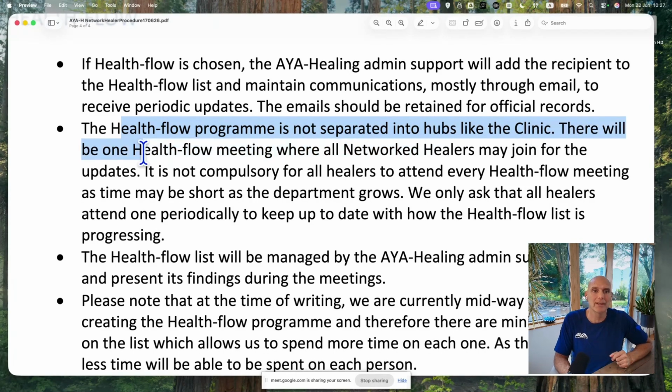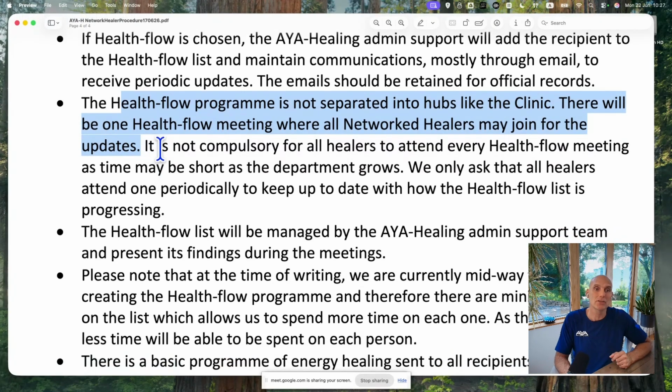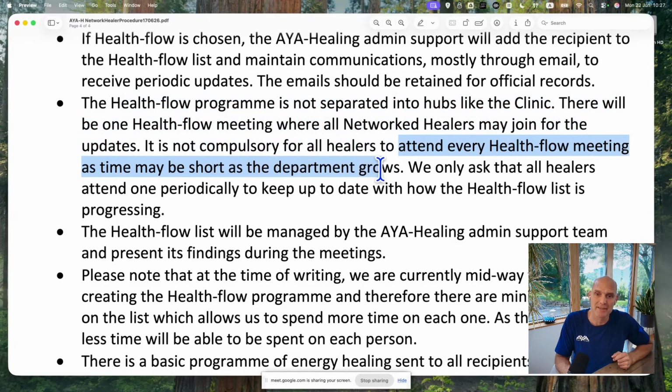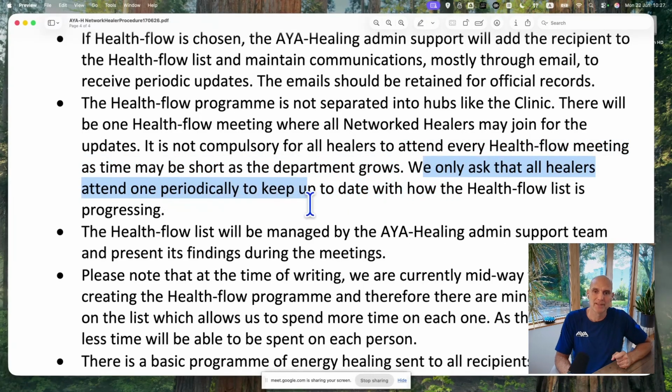There will be one health flow meeting where all network healers may join for the updates. It is not compulsory for all healers to attend every health flow meeting though, as time might be short as the department grows. So we only ask that all healers attend one periodically to keep up to date with how the health flow list is progressing. And this is a bit of an evolution, this health flow department, so we are learning as we go about how it's actually going to work.